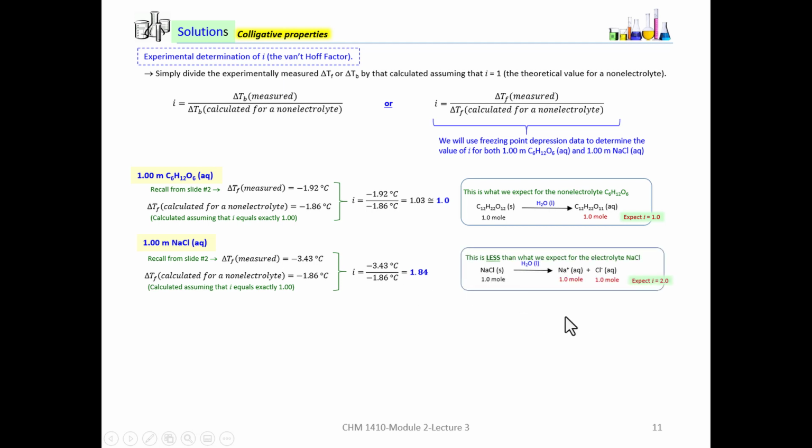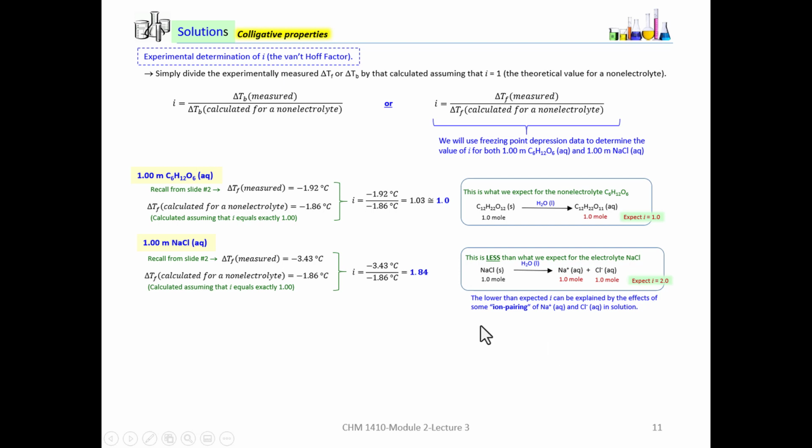Now you notice that that's very close to 2. However, it is less than what we would expect for sodium chloride. So 1.84 is close to 2, but it is measurably less than what we would expect. So the lower than expected value of i for the Van't Hoff factor for sodium chloride can be explained by the effects called ion pairing, where we get some ion pairing of sodium and chloride in solution, and it effectively drops the number of particles that are in solution.